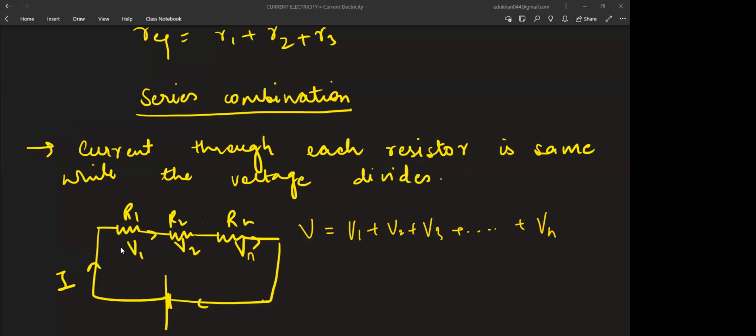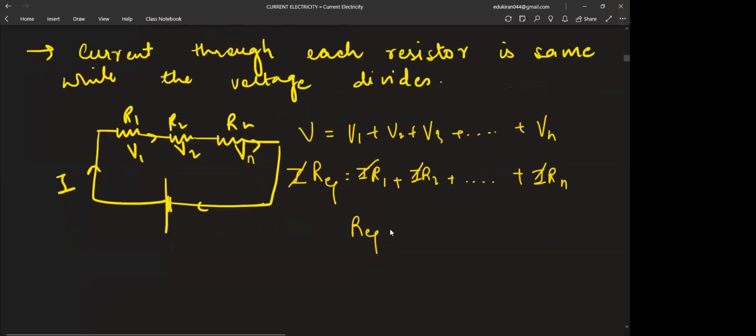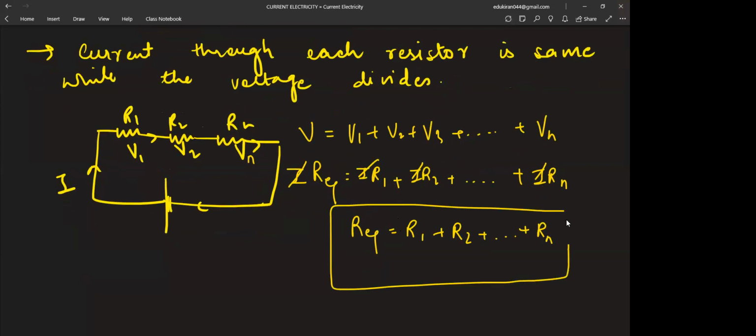Here, if we add all the potentials, V1 plus V2 plus V3 till Vn, then the total current multiplied by the total resistance will be equal to I into R1 plus I into R2 up till I into Rn. All the current will be cancelled. So the R equivalent formula: we'll just add all the resistances, R1 plus R2 plus R3 till Rn. Alright, this is the formula for equivalent resistance.